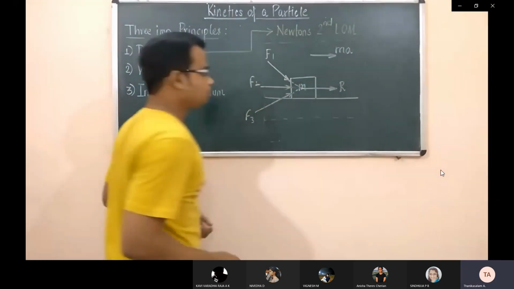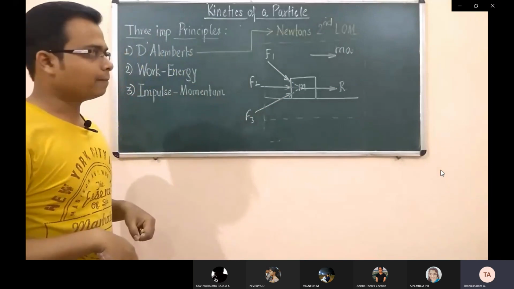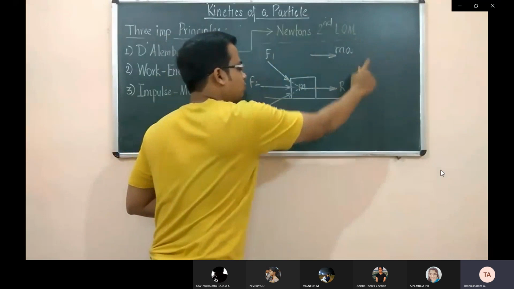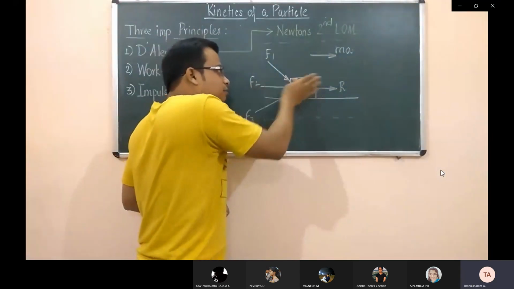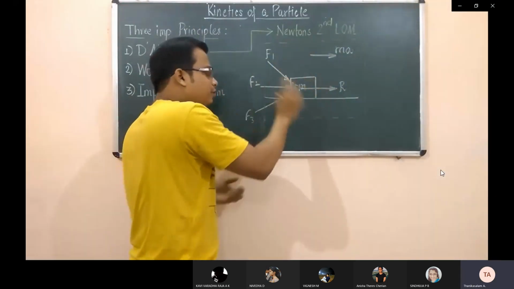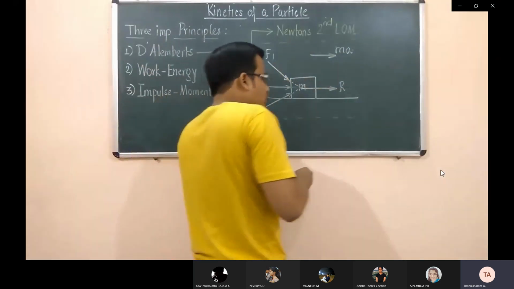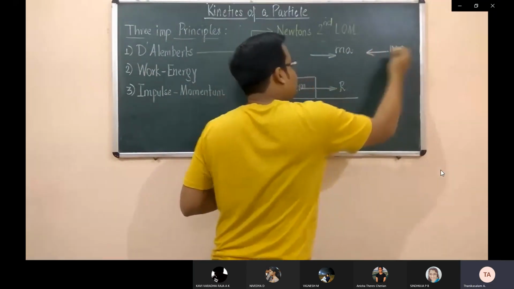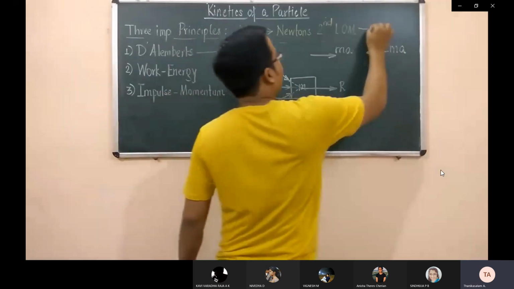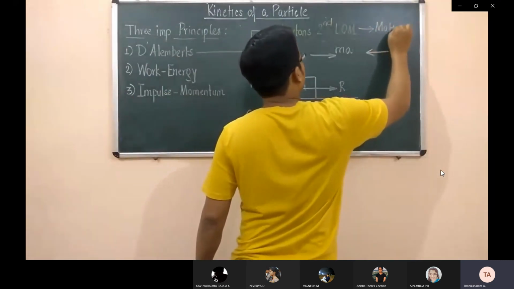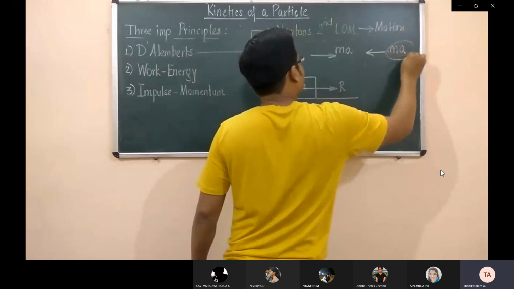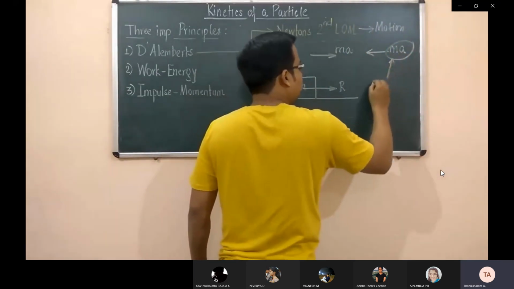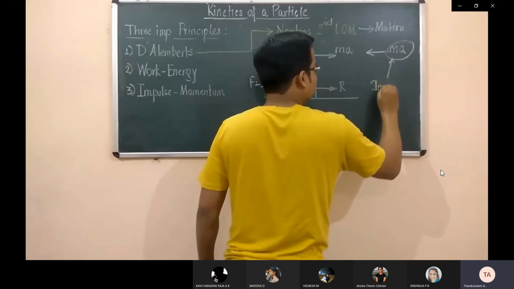Okay, and let me tell you what D'Alembert has to say. D'Alembert says that if this entire thing is assumed as one single system, and since this is in motion, in order to bring the system into equilibrium, we need to apply a force of the same magnitude, that is mass into acceleration, but in the opposite direction of motion. So this is the direction of motion, and this force is actually acting in the opposite direction of motion, and this force is what he terms as the inertial force.